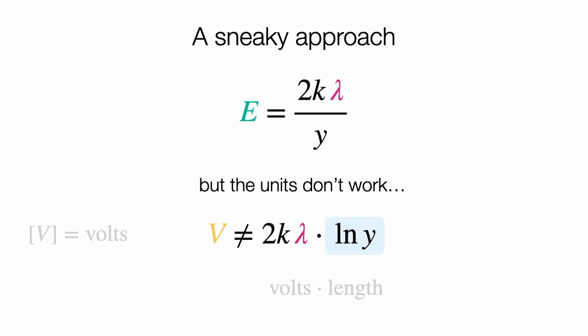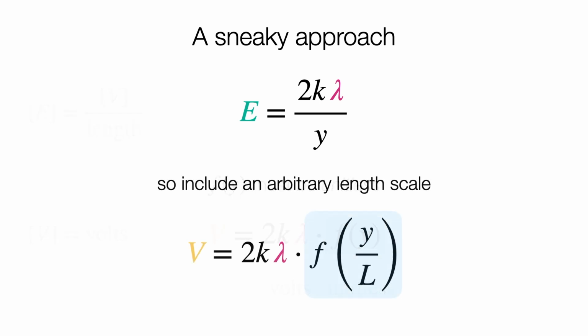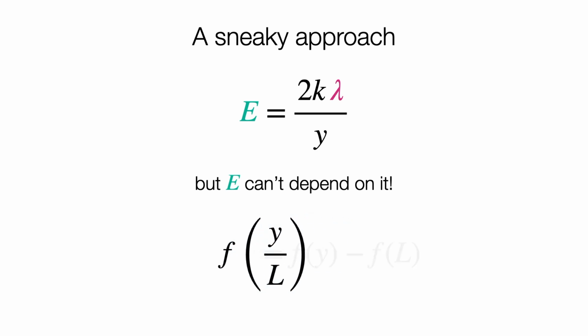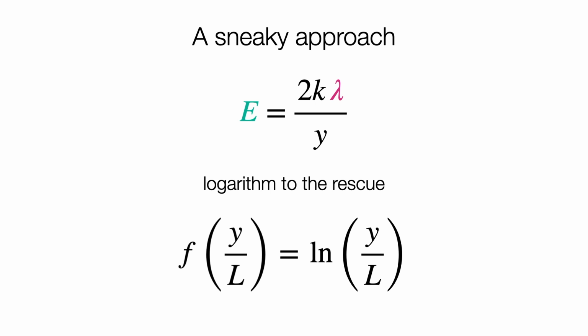And as the derivative of potential, the electric field has the units the potential has divided by length, because taking the derivative with respect to distance puts 1 extra unit of length in the denominator. That means we need f to be unitless, so that E gets the right 1 over length when we take its derivative. We can make that happen by always dividing y by a fixed length scale wherever it appears. The trick, though, is that E can't depend on that length scale. It has to disappear when we take the derivative. In other words, we need a function that turns division into subtraction. That's a job only a logarithm can do.